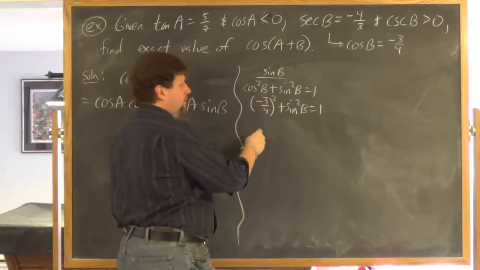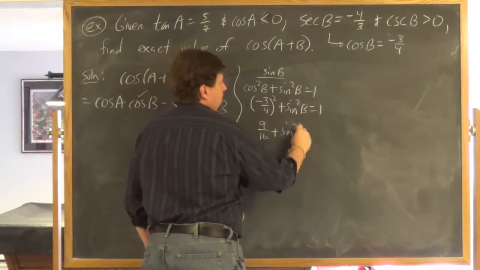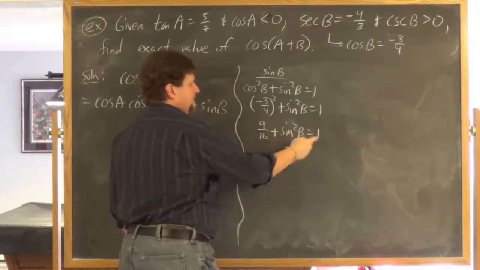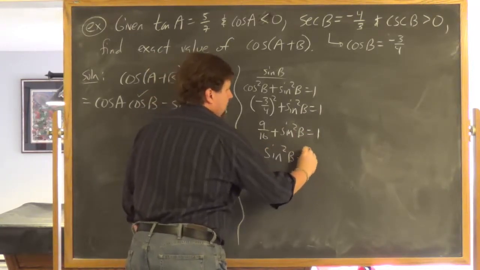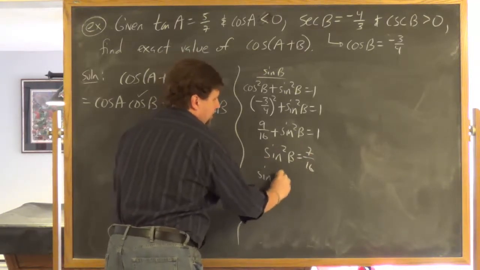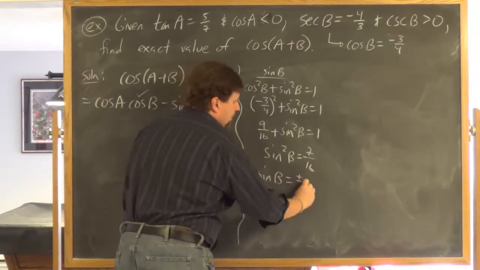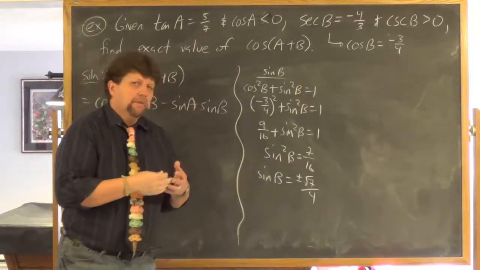Negative 3/4 squared is 9/16. Subtract 9/16 from both sides gives us sine squared B is equal to 7/16. Take the square root of both sides and we get the sine of B is plus or minus the square root 7/4. It's the same problem as before.